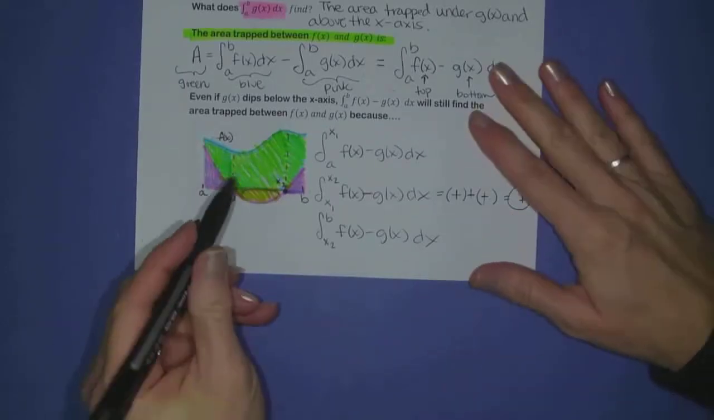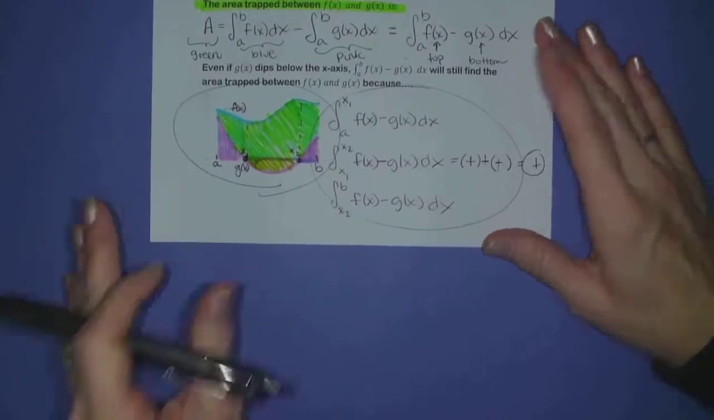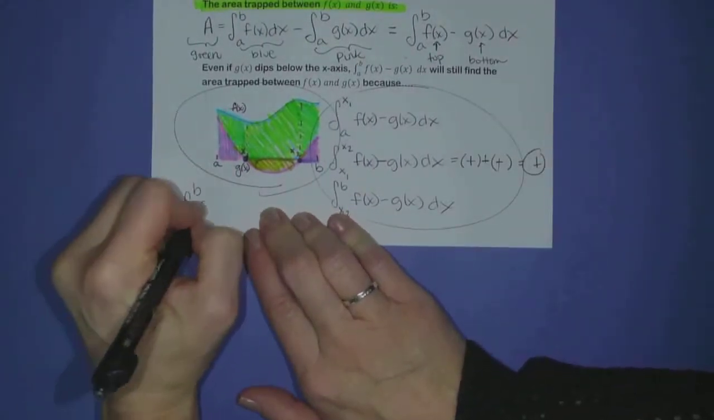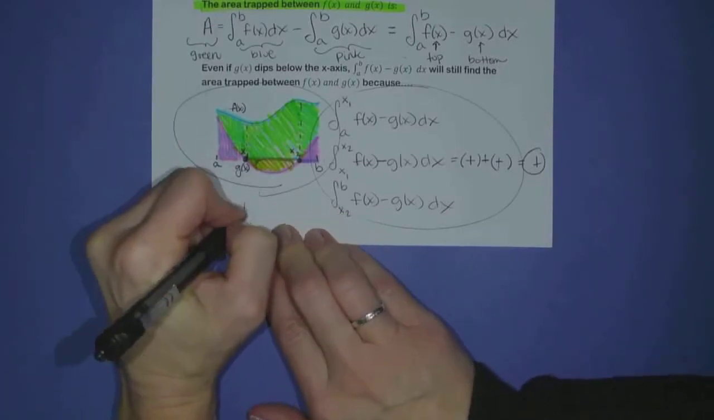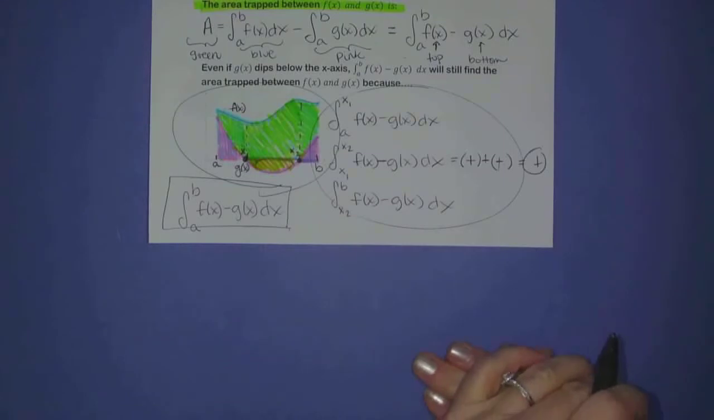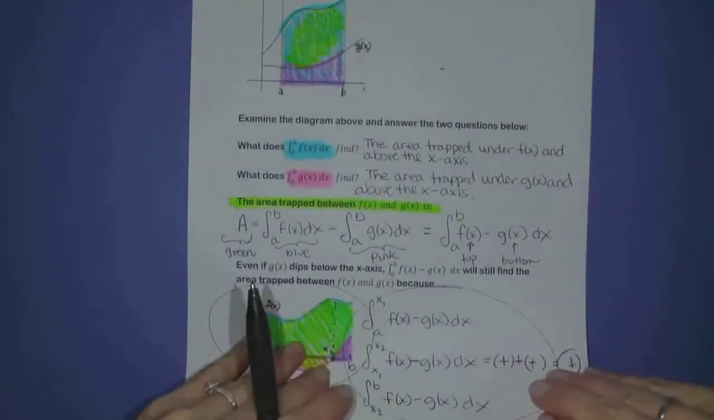But really, the shortcut to all of this is simply to go straight through. You can integrate from a to b of the top minus the bottom dx, and that's going to give you the area trapped between the two, even if it goes underneath. Okay, great. So let's get into some examples. So that's all that's left. I think we have 4 examples, so let's get into it.